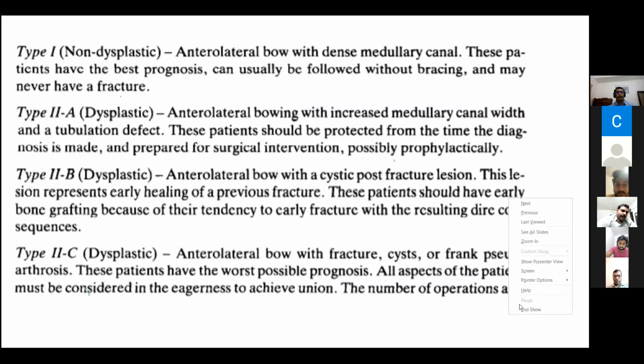Now, this is the Crawford-Vaughan classification: non-dysplastic, dysplastic, type 2A, all these things. So that's not very correct.